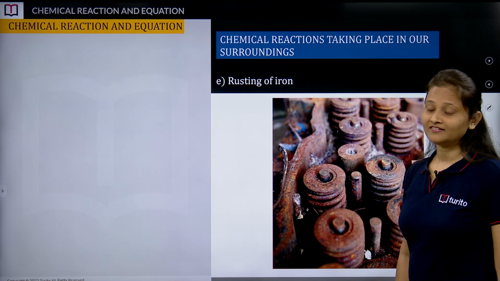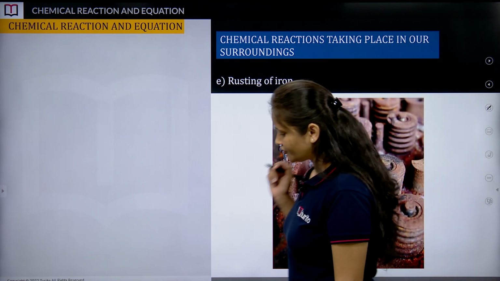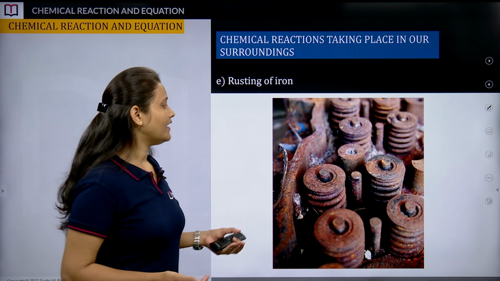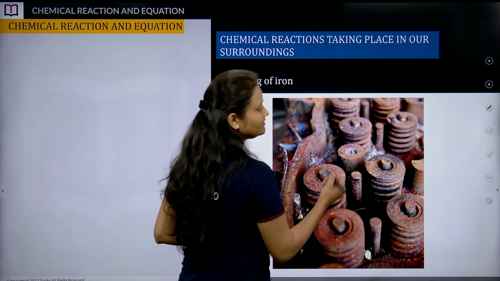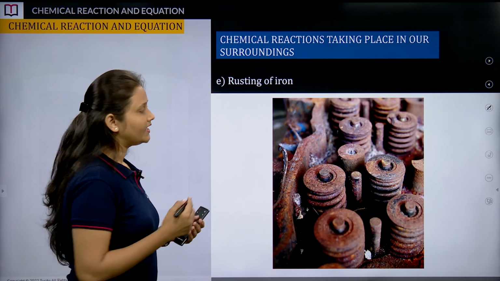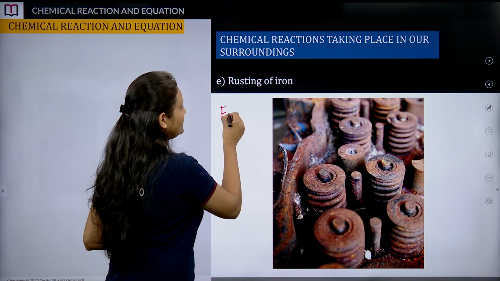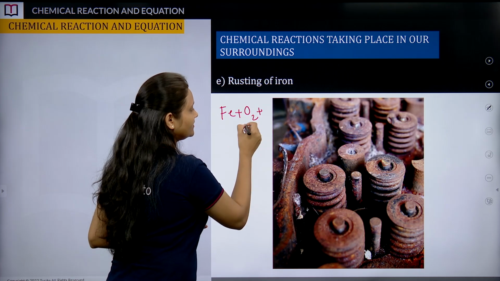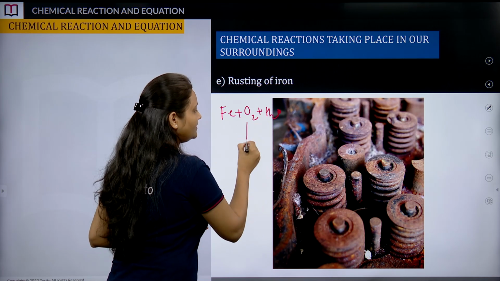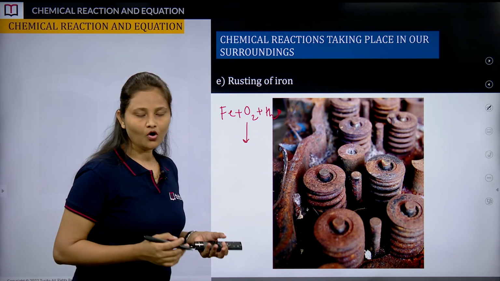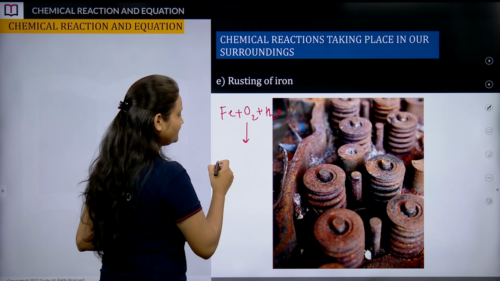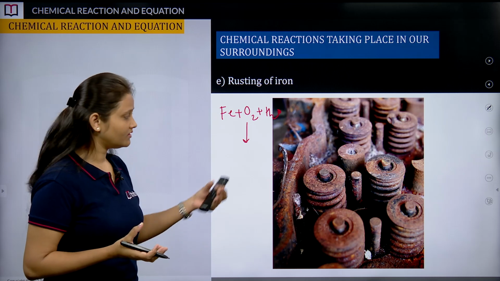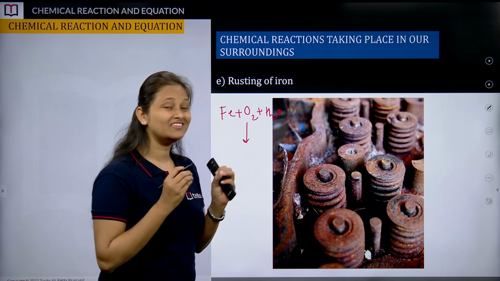Rusting of iron. So this is again the most commonly observed type of chemical reaction or chemical change. Let's suppose these are all iron articles, and iron is surrounded by what? Oxygen and what? A certain amount of water. It is going to give you ferric oxide. You all must have seen. So we can say iron oxide is nothing but rust. The substance no longer remains the same.